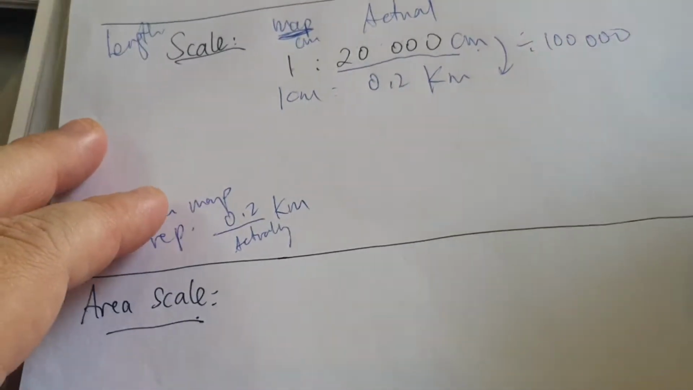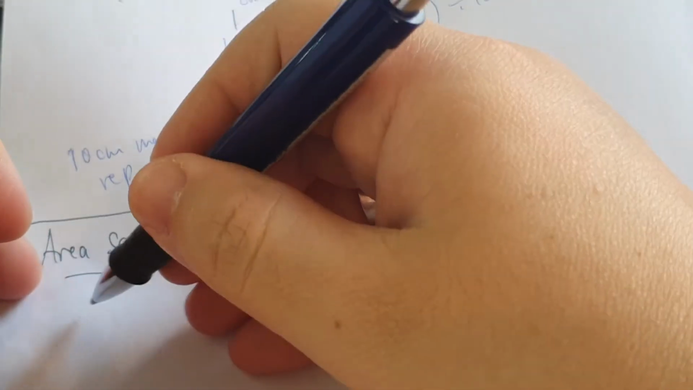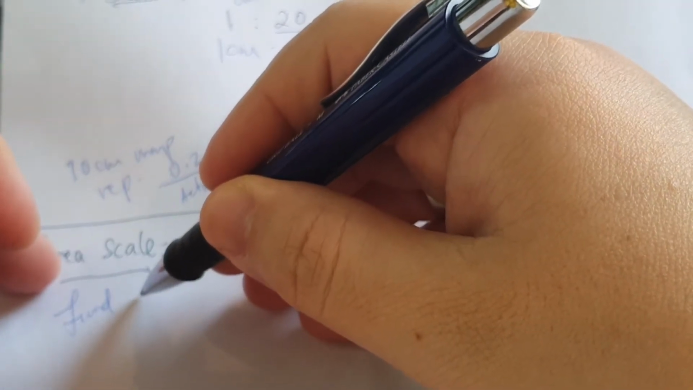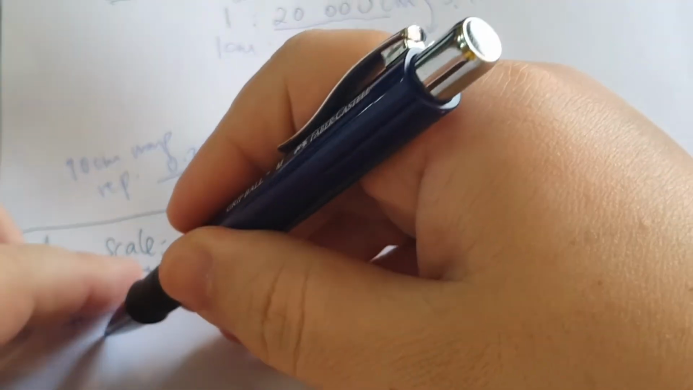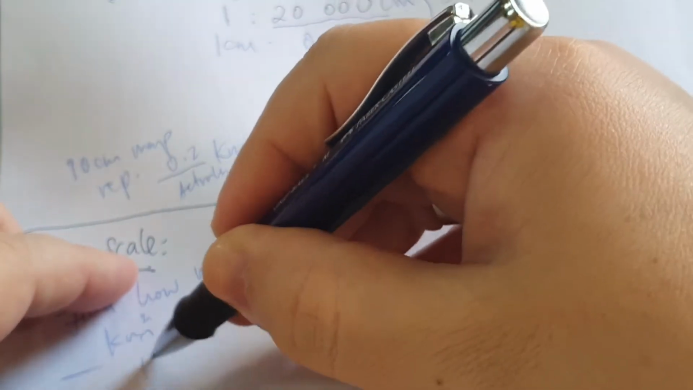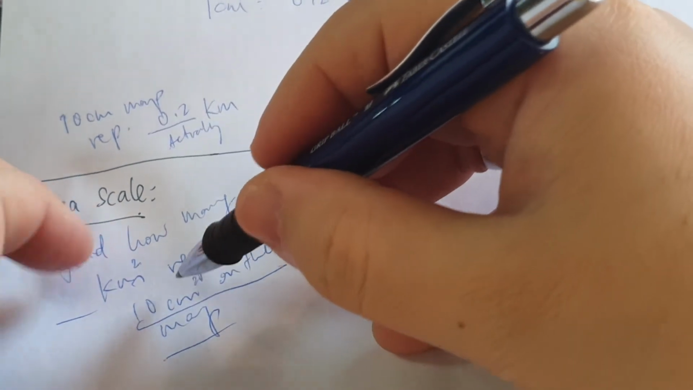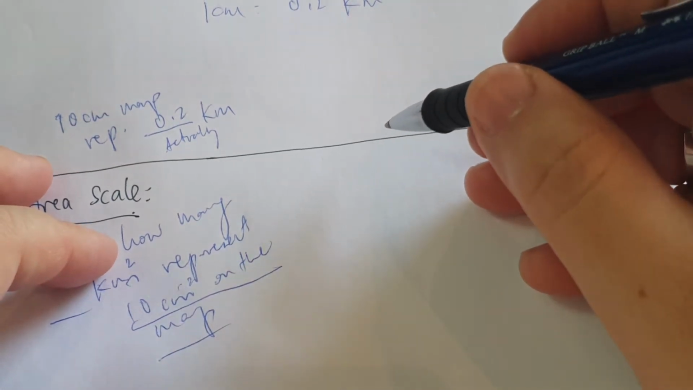Alright. Now, there's such a thing called area scale, meaning the question may ask you, find how many kilometer square represents, let's say, 10 cm square on the map. Meaning to say, if on the map you measure 10 cm square, on the actual ground, how many kilometer square is it? That's what they're asking you. So if it's a question like that, how do you do it?